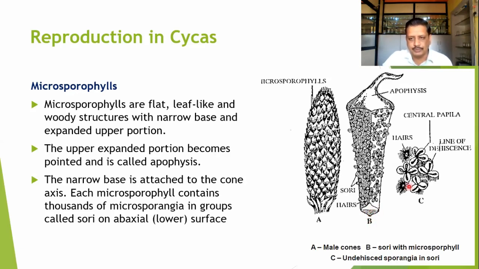Each microsporophyll contains thousands of microspores. They are in groups of microsporangia on the abaxial or lower surface. So it is in the form of sori. We can find the microsporophylls are larger in number.